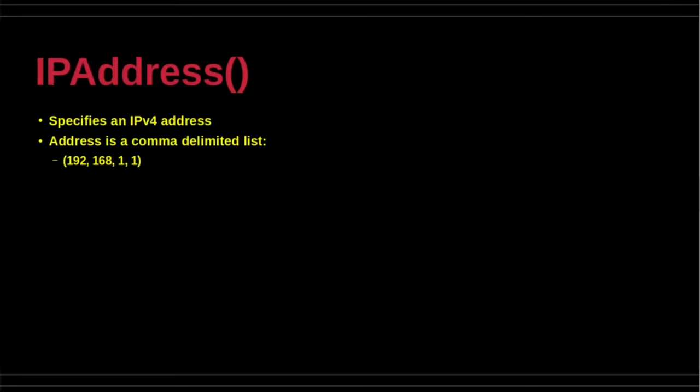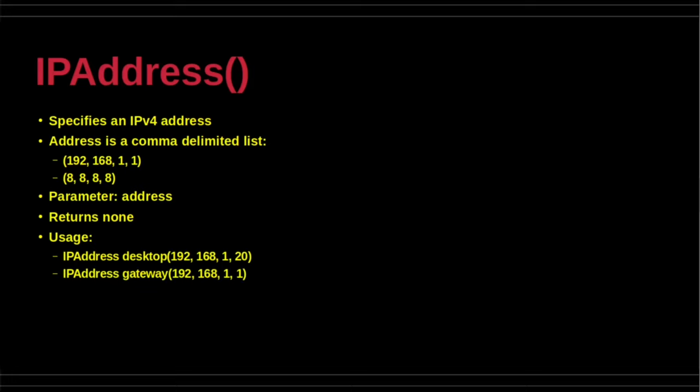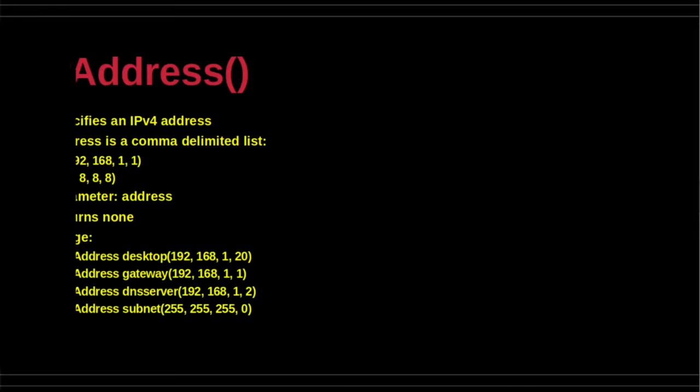The IP address method instantiates an IP address for use in the Arduino sketch. Here are some examples of the use of the IP address class. Note that support is limited to IPv4 addresses only.